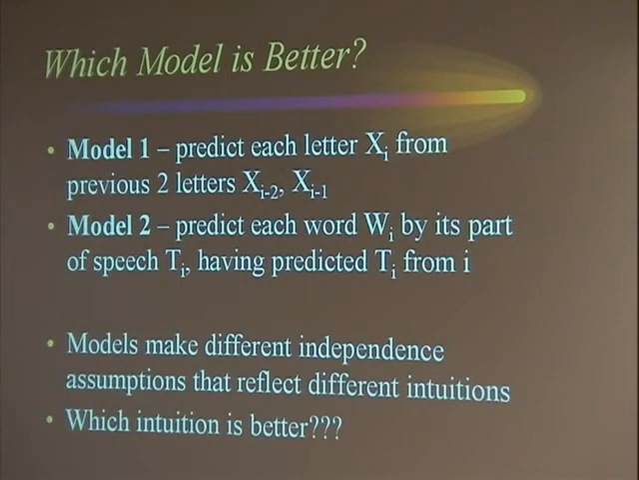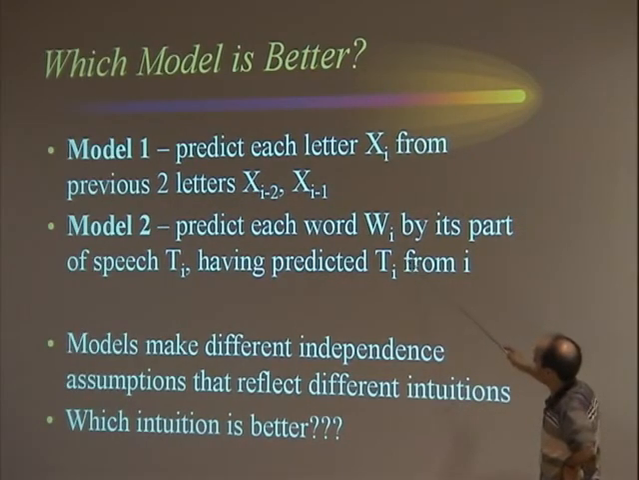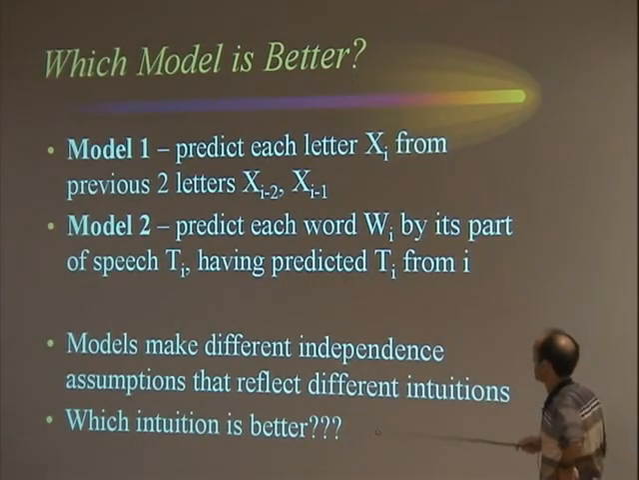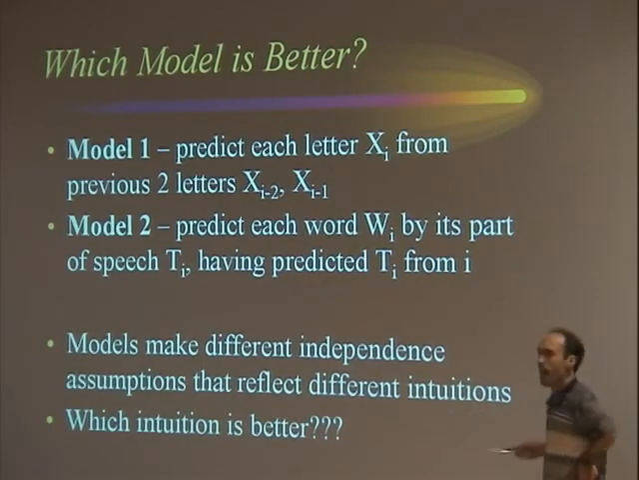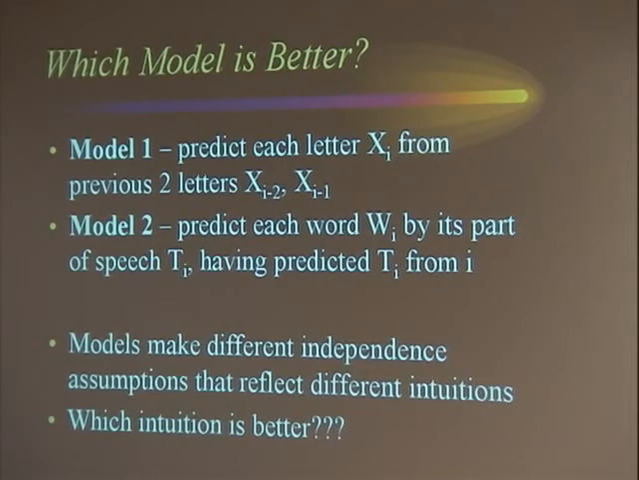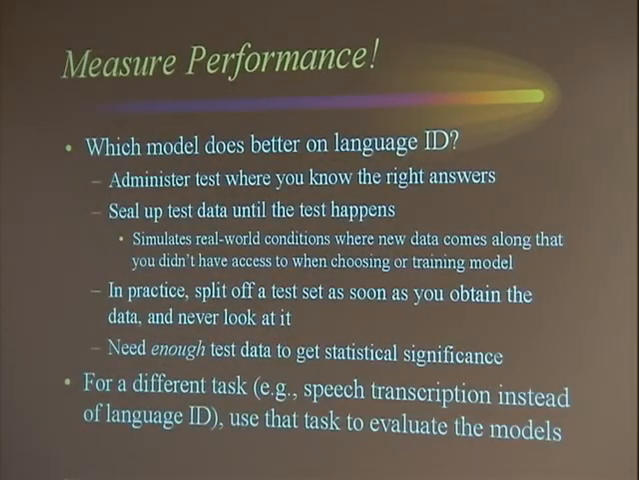Okay, so which of these models is better? Here are the two models we looked at. This trigram model, and this other model, which predicts every word by its part of speech, having predicted the part of speech from the position in the sentence. How would we decide? They're making different independence assumptions, right? So how would we decide which one actually works better? Well, let's try it on some data.